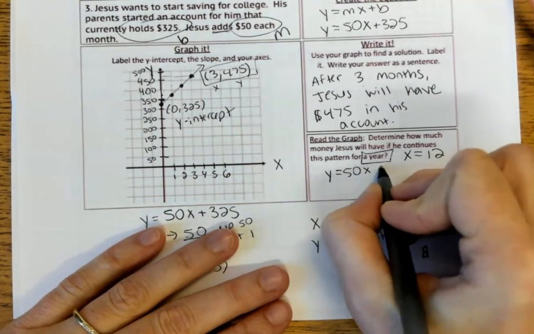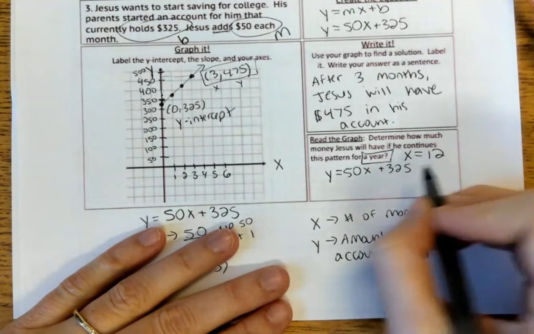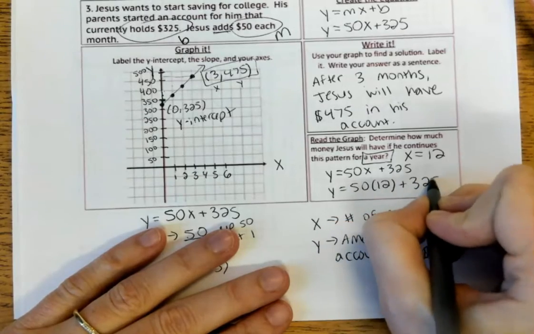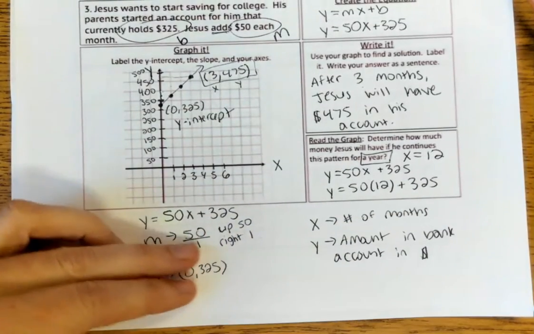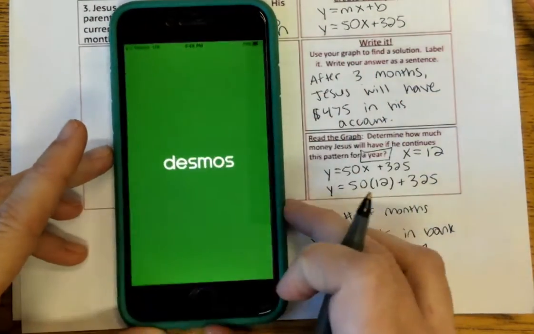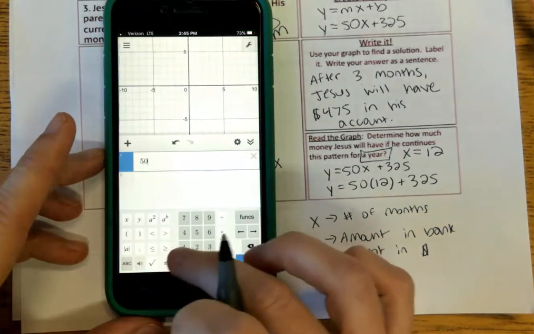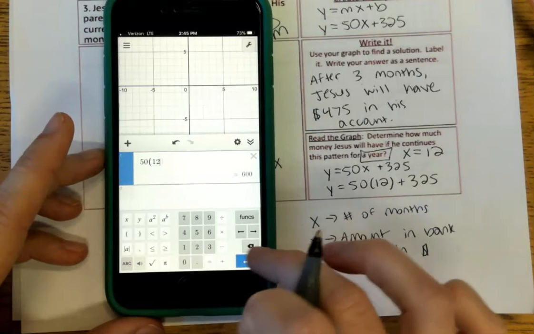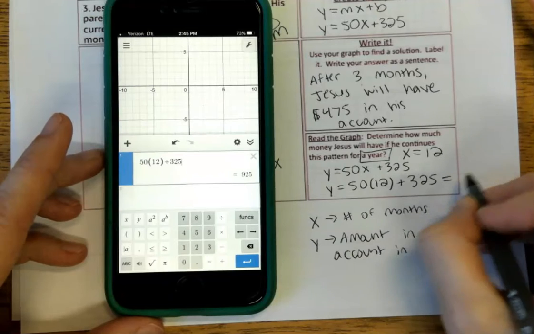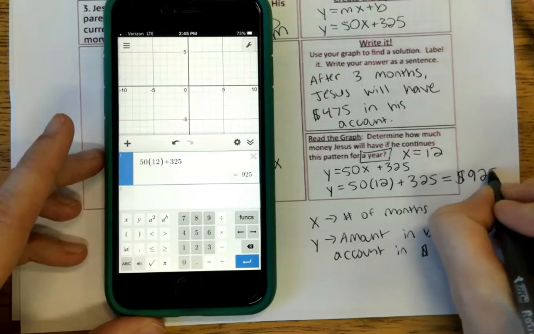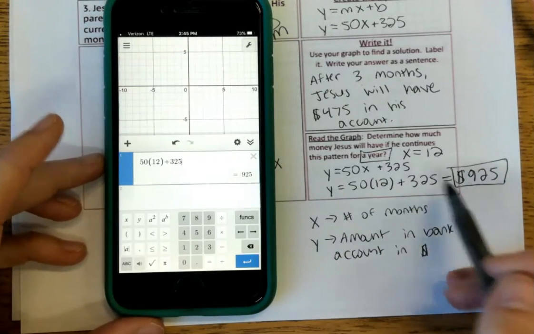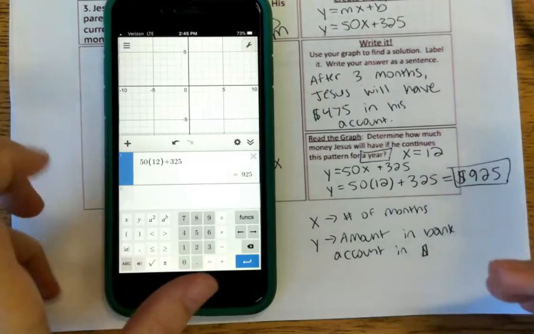So right now I have y equals 50x plus 325. And I'm going to plug in 12. So y equals 50 times 12 plus 325. Let me put that into Desmos. So I have my Desmos app. I'm going to put it in just like I see it. 50 times 12 plus 325. And I end up with 925. So that's how much Jesus will have in his bank account after a year, $925, if he keeps saving at the same rate of $50 per month.